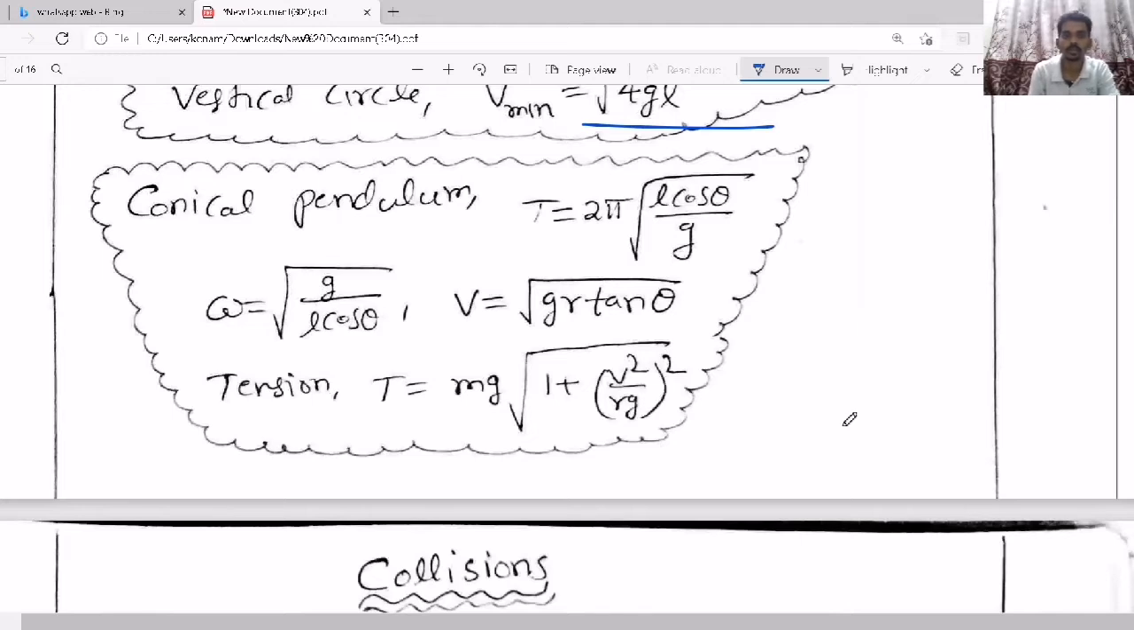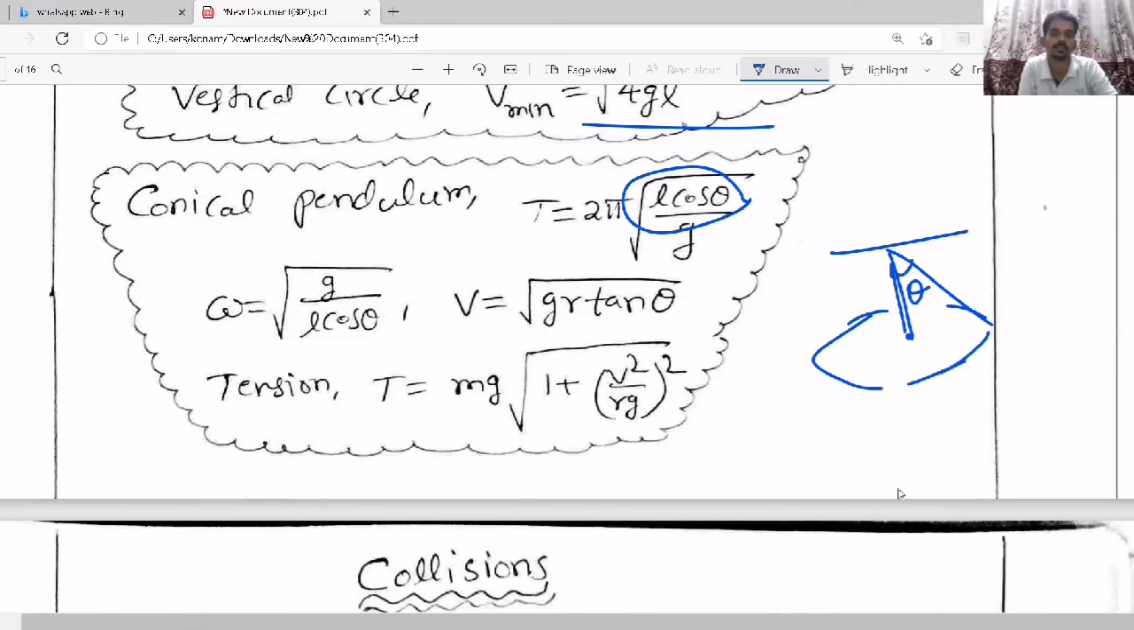And one more thing, conical pendulum. Conical pendulum means what? It will rotate like this. See here, please watch the video. See, this is a normal pendulum. And if it is rotating in a cone shape, this is called a conical pendulum. In that case, the effective length will become L cos theta, like this. So it will move in this manner. So this length will become L cos theta, the effective length. That's why here the time period is 2 pi root of L cos theta by g. Normal pendulum means 2 pi root of L by g.